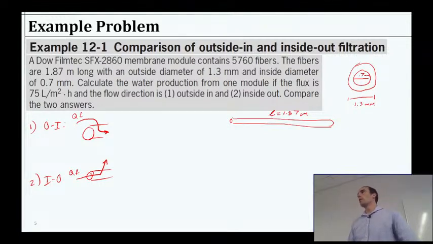Okay, so I'm going to give you a few minutes to tackle that problem. See if you can solve that. As always, feel free to work together, ask me questions, any of that.